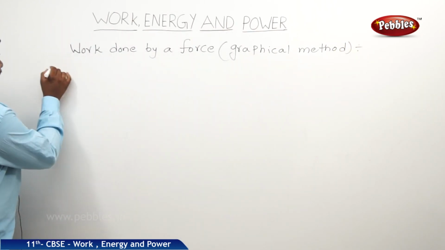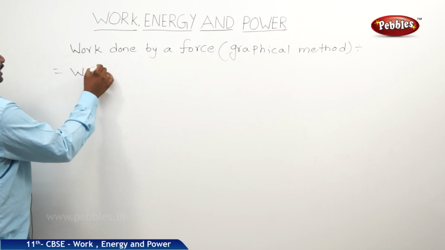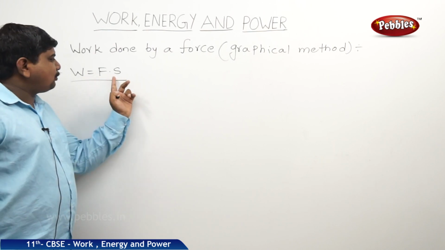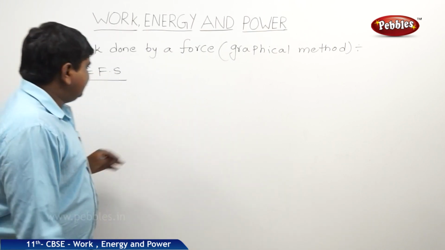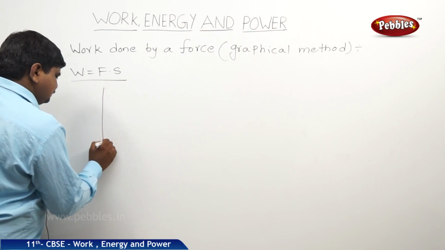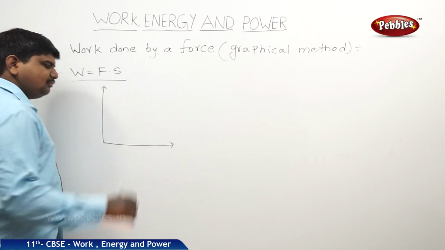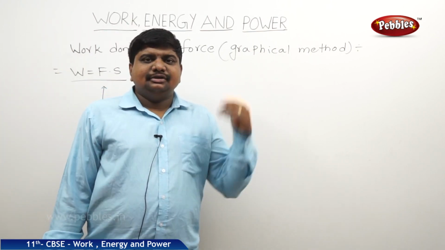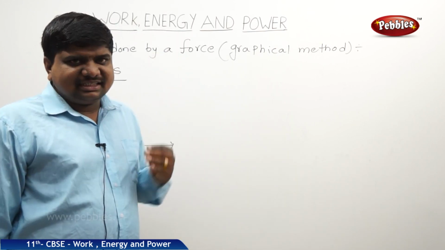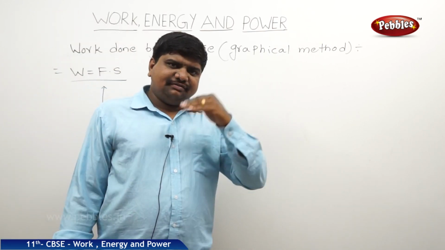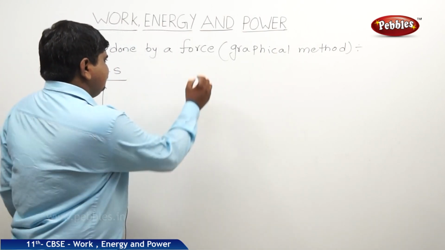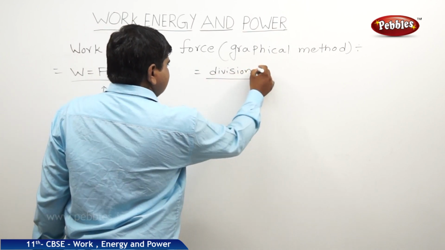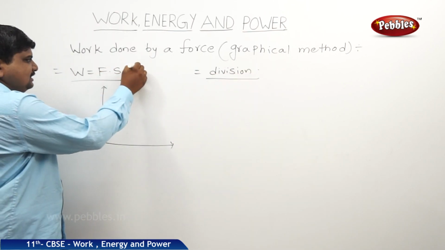What we can understand is that the work done formula is F dot S. When a physical quantity is a product of two physical quantities, we can take a graph like this. There are two ways to draw the graph. For the formulae velocity is equal to displacement by time, speed is equal to distance by time, and acceleration is equal to change in velocity by time, the relation is a division, but here the relation is a multiplication.